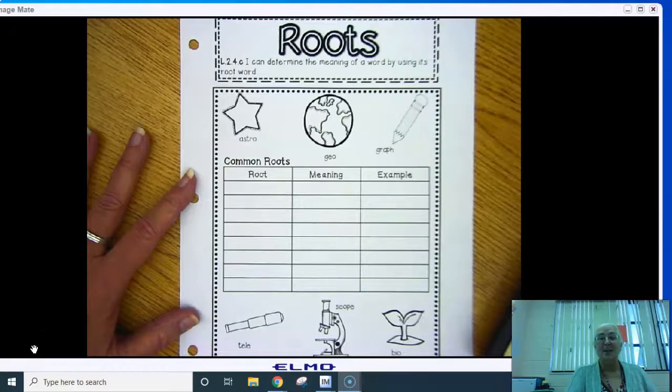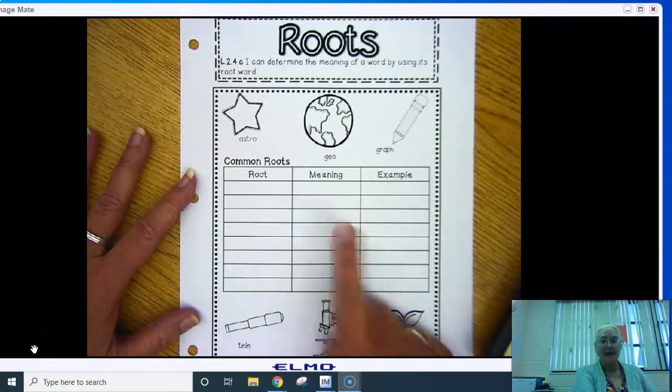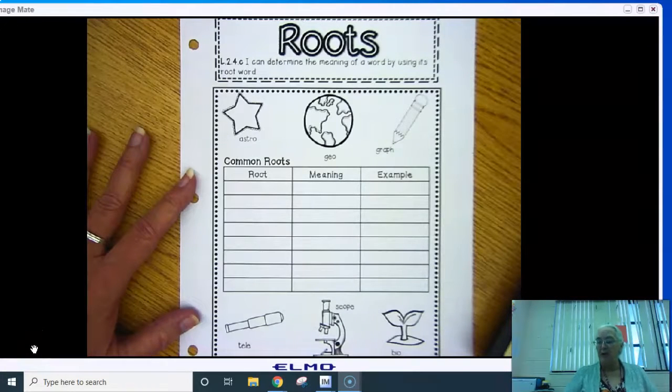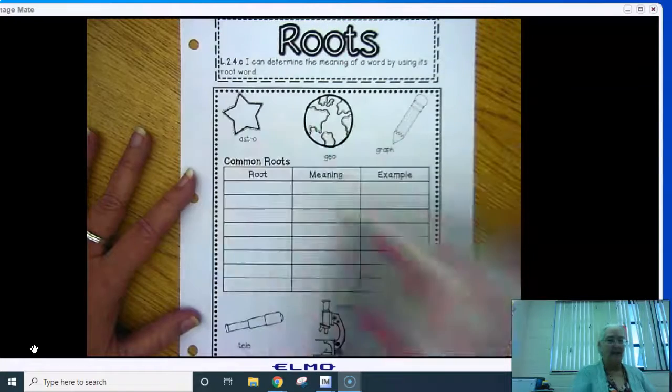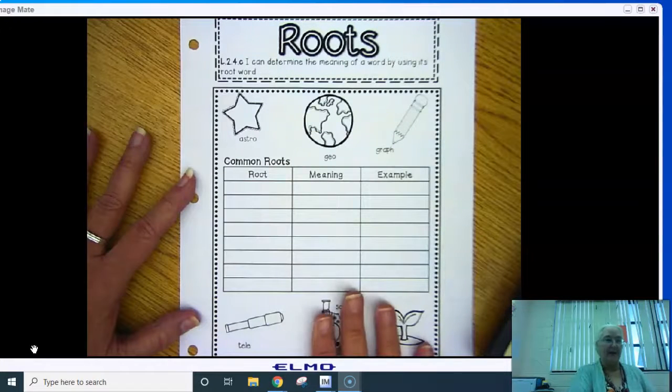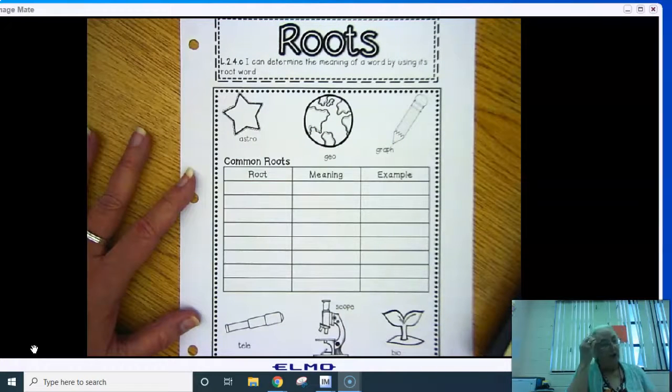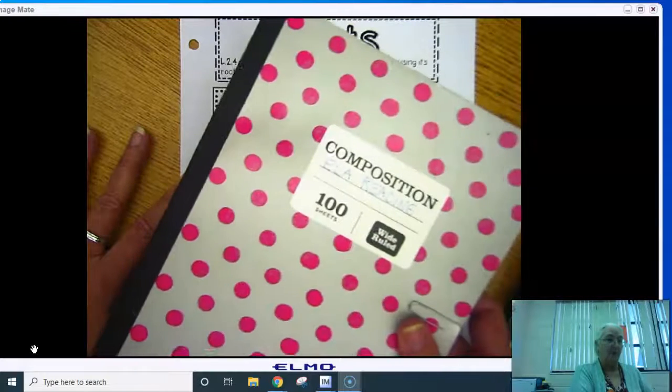Hi friends, we're going to be adding this page to our Reader's Interactive Notebook. That means you're going to get your composition book out. You're going to open it up to the reading side. You're going to get this page ready. This is in your notebook. It is under the second purple section and it says Roots. So you're going to be using this to add to your Reader's Notebook.